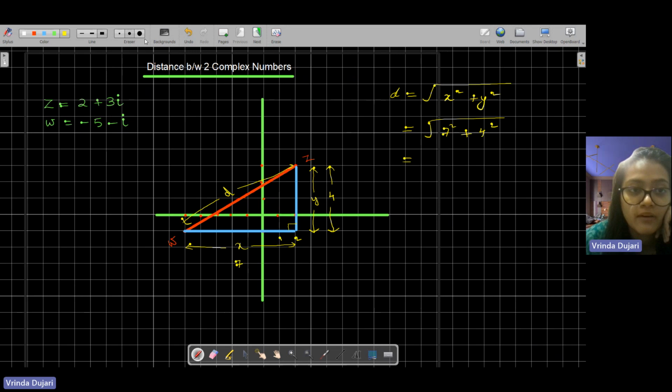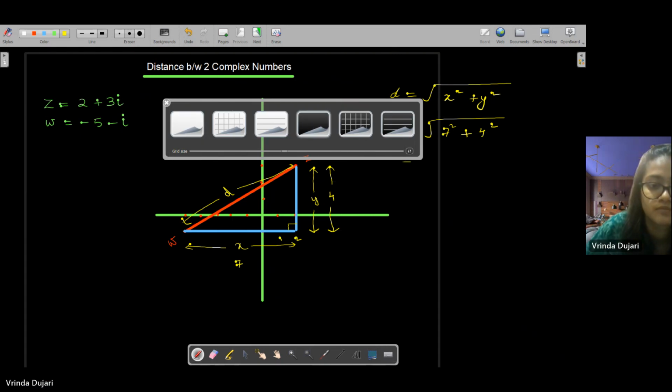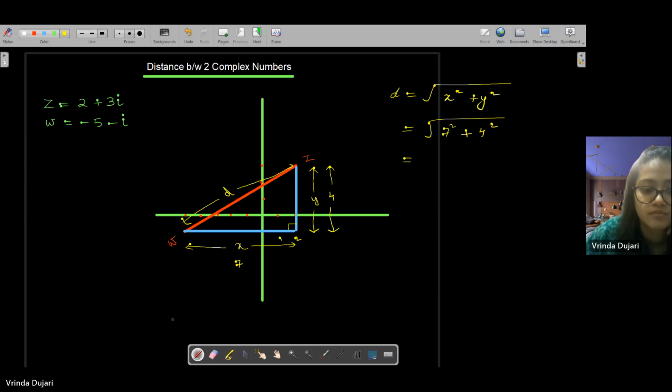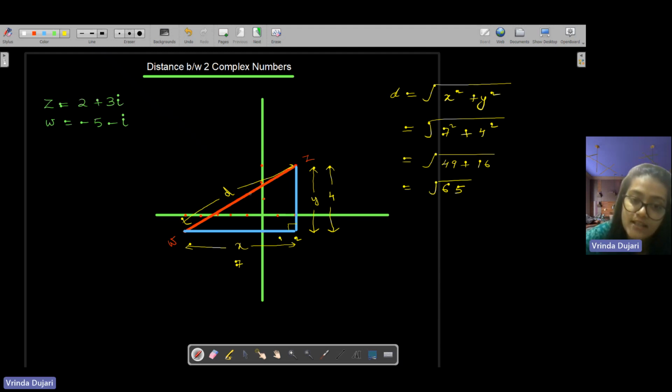Now I'm going to remove this background. So we get 7 squared is 49, 4 squared is 16. So we get 9 plus 6 is 15, 1 carry over, 4 plus 1 is 5, 6. Square root of 65. So this distance is square root of 65. So this is how we find out the distance between two complex numbers.